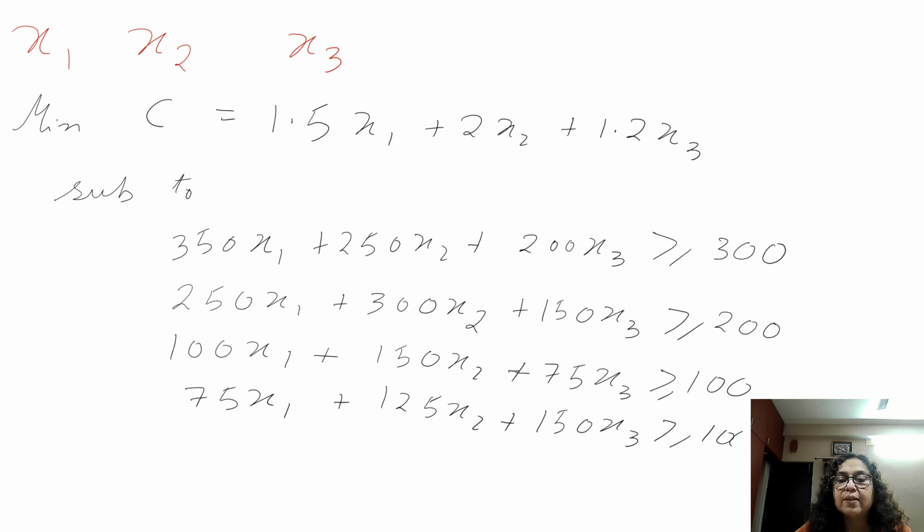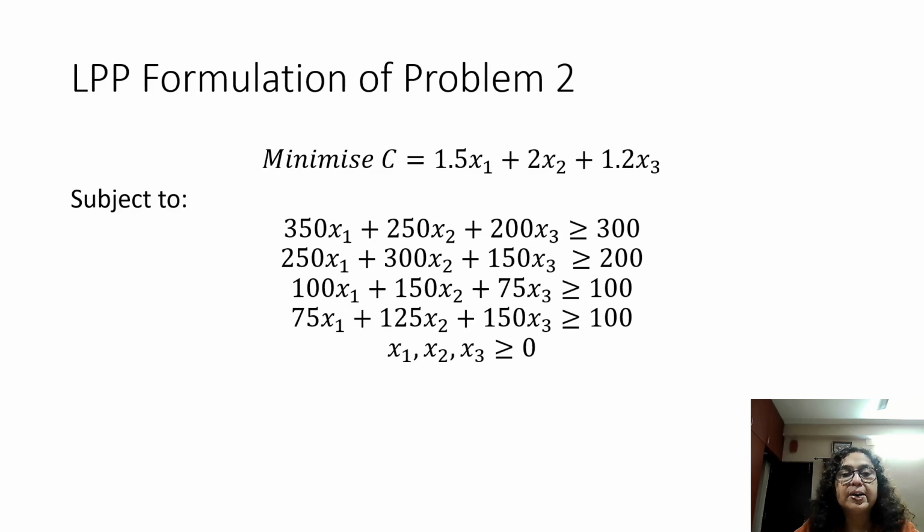And here also we have the inequality, non-negativity constraints. So these are the constraints, and this is the objective function. So this is a minimization problem. It will finally look like this. So this is the objective function. X1, X2, X3 are the decision variables, and these 4 plus the non-negativity 5 are the constraints.